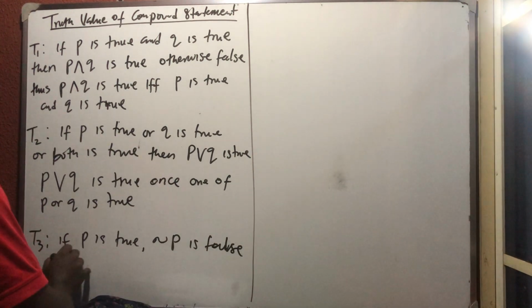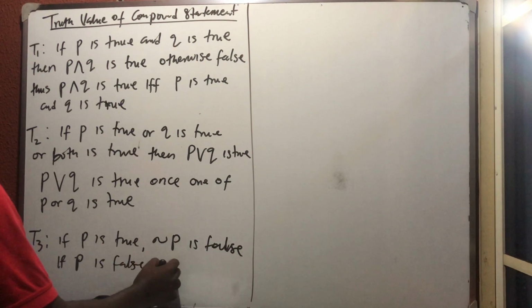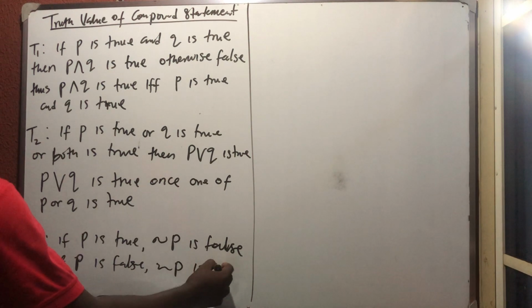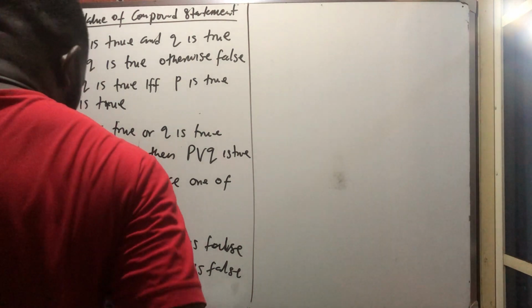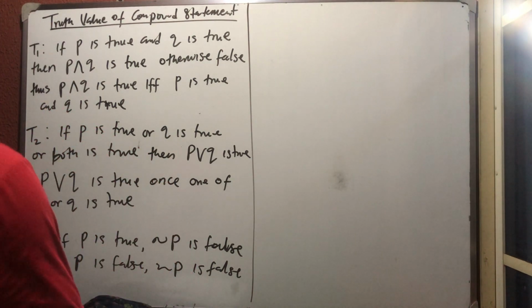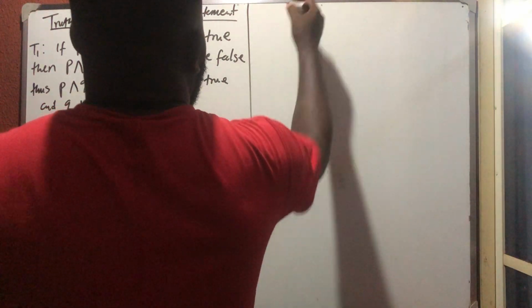Then if P is false, then the negation of P is equally false. Okay, so that is what you need to know. In summary, let us summarize it using a truth table.